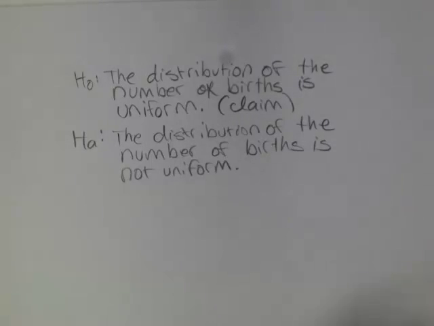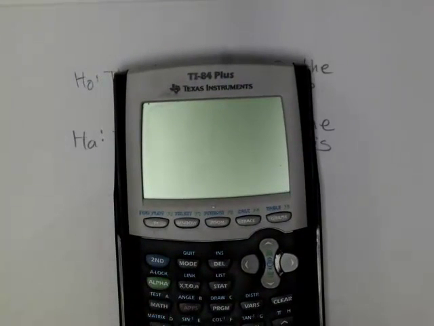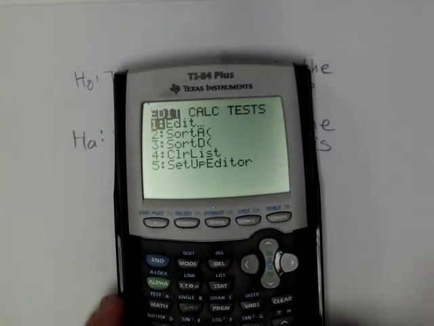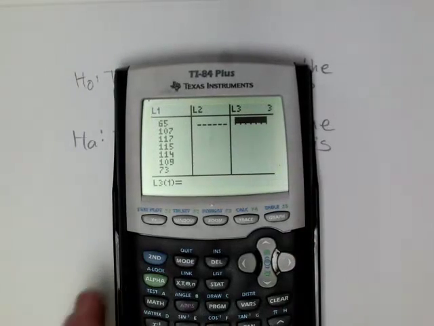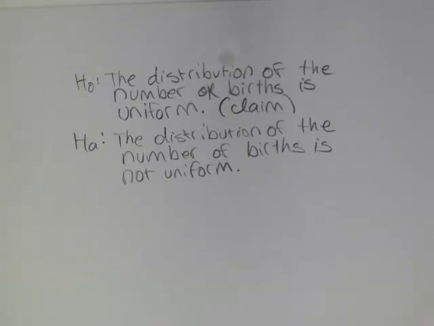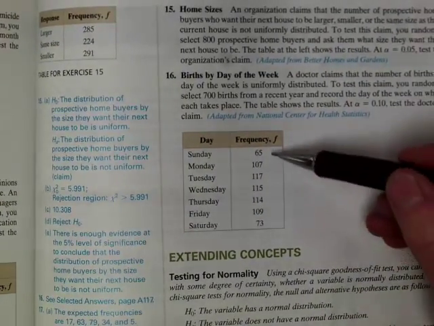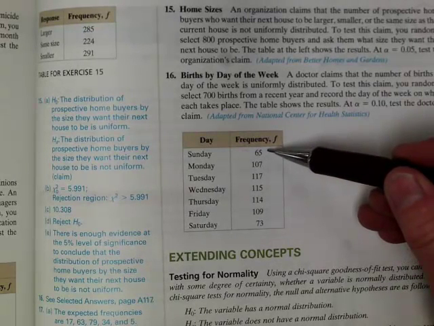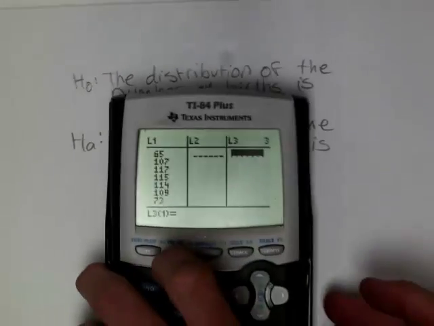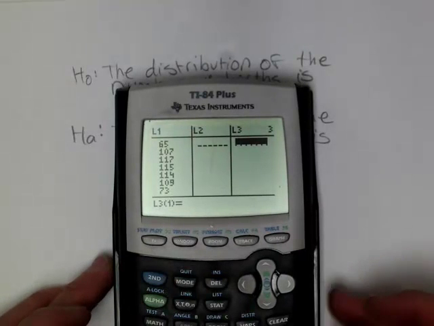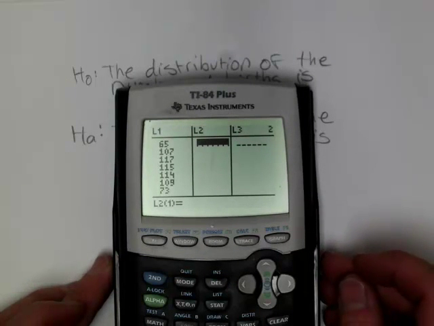What I did was I previously put the observed frequencies in list 1. So if we look back at the problem, out of the 700 births, 65 were observed to happen on Sunday, 107 happened on Monday, and so on. So I went ahead and put those into the calculator in list 1. Now to calculate the test statistic, I'm going to need the expected values.